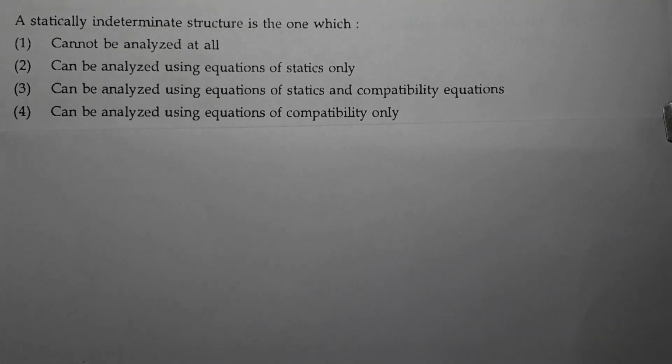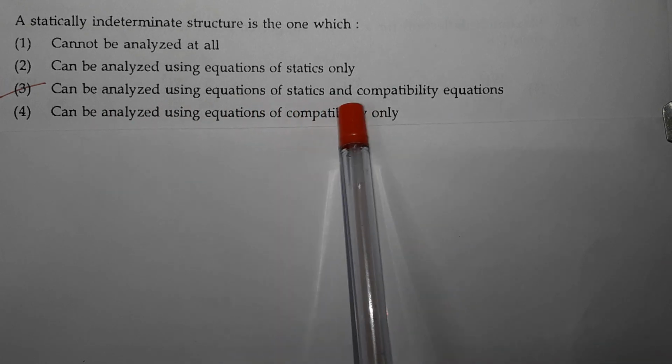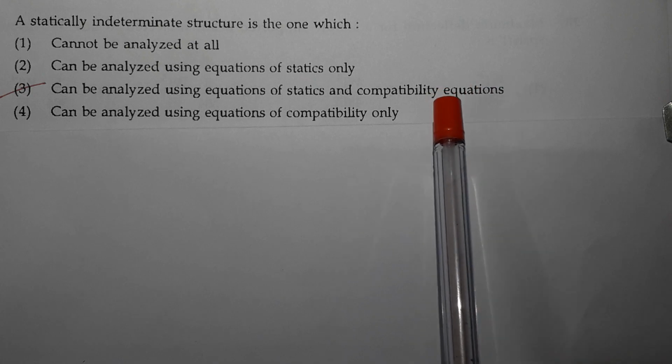Question number 2. A statically indeterminate structure is the one which, and the 4 options are given. Now in order to answer this question, we should know what a statically indeterminate structure is. A statically indeterminate structure is that structure which cannot be analyzed completely with the help of equations of equilibrium alone, and we need to use the compatibility equations also, and that is why the correct option for this question is, it is a structure which can be analyzed using equations of statics, that is equilibrium equations and compatibility equations. Option 3 is the correct option.